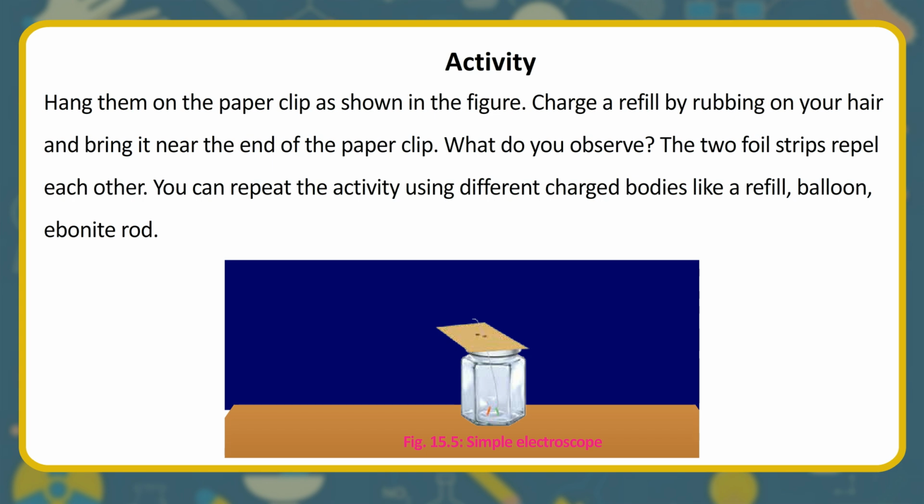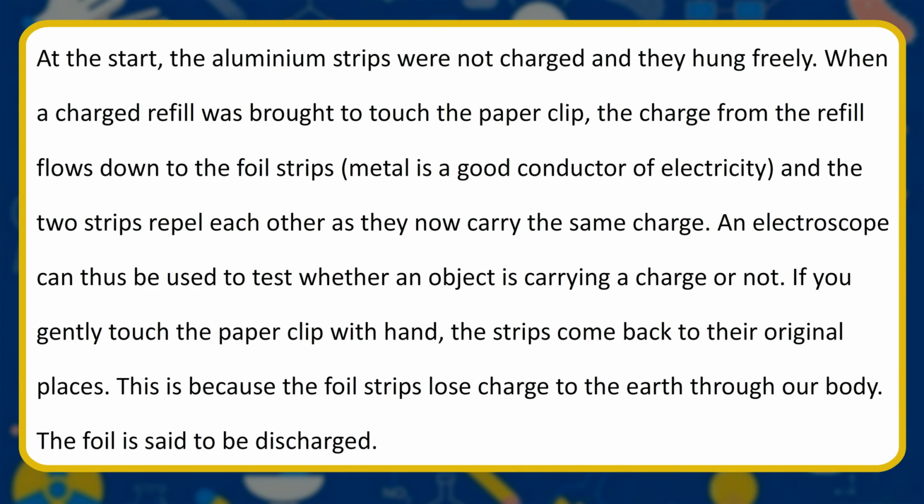Charge a refill by rubbing it on your hair and bring it near the end of the paper clip. What do you observe? The 2 foil strips repel each other. You can repeat the activity using different charged bodies like a refill, balloon, ebonite rod. At the start, the aluminium strips were not charged and they hung freely. When a charged refill was brought to touch the paper clip, the charge from the refill flows down to the foil strips.